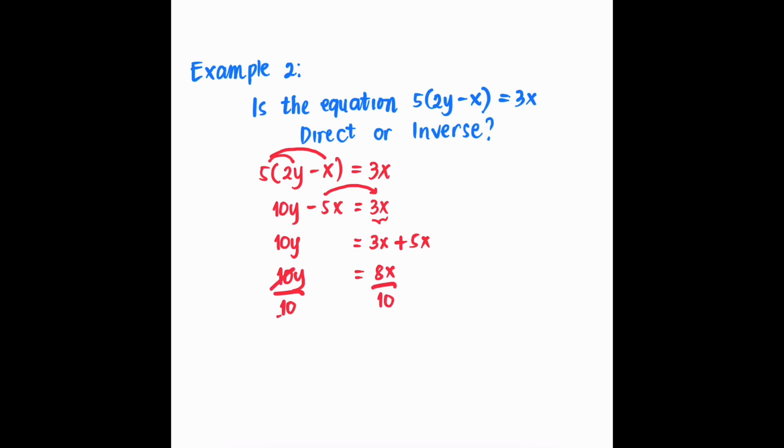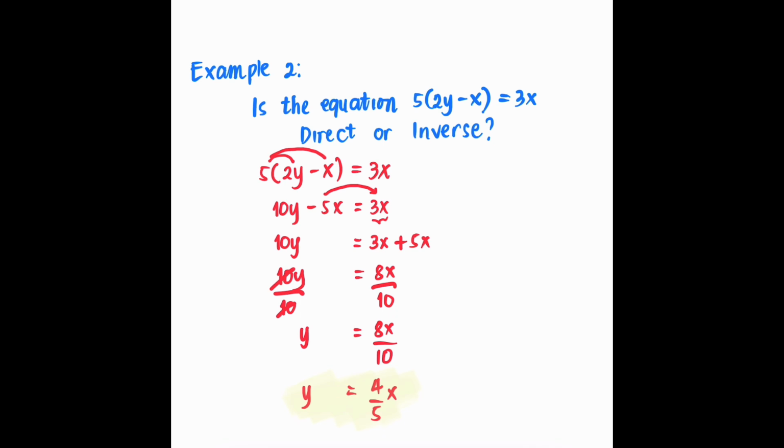10 divided by 10 is 1. We simply cancel that out. So we're left with 1y or y equals 8x over 10. But for the final answer here, we can see that 8 over 10 can be simplified. And the final equation would be y equals 4 over 5 x. And that is our equation, because our goal is to solve for y.